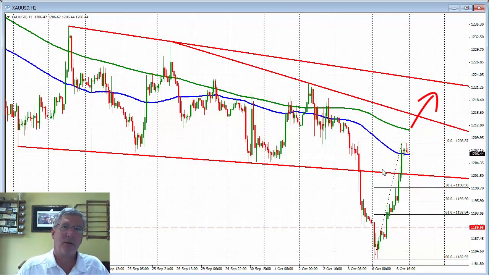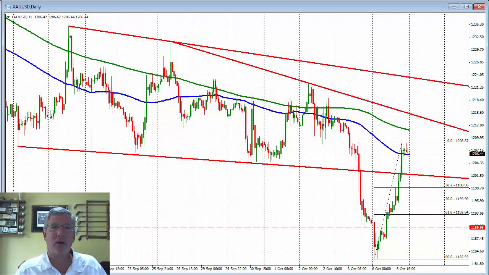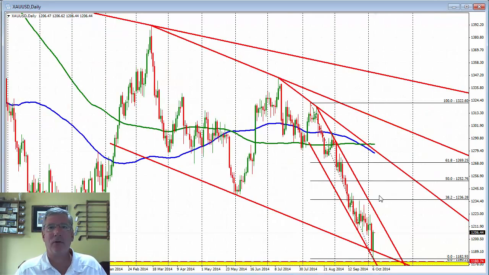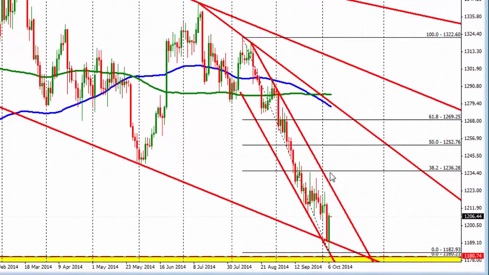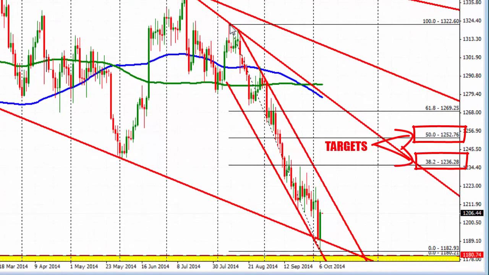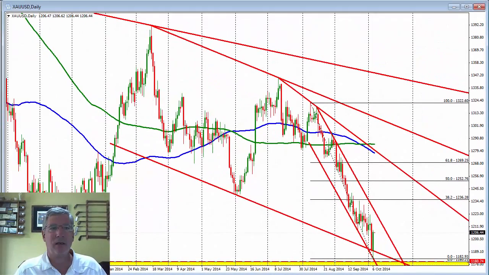If it's able to stay above that 200-hour moving average, I think we have further momentum that could take this price to a minimum up to the 1236.20 level. That's a 38.2% retracement of the move down from the August high to the October low. So there you have it, a look at the gold.